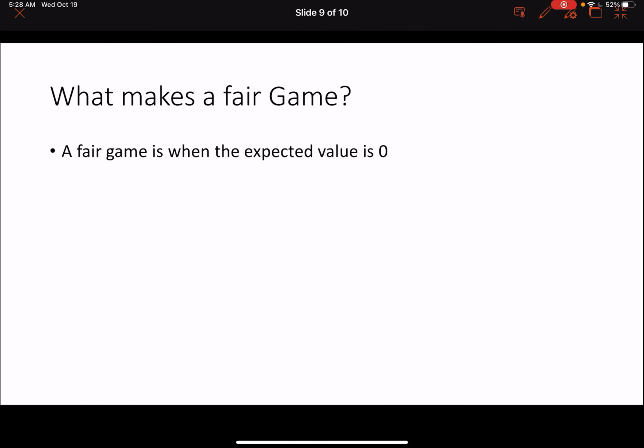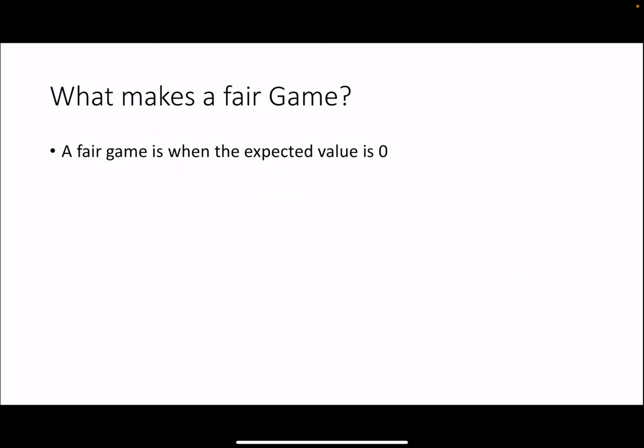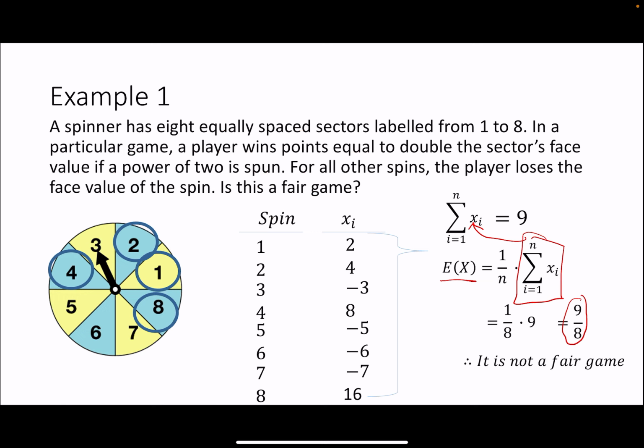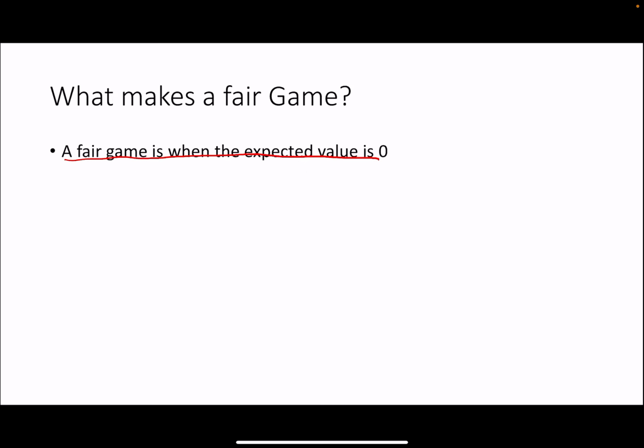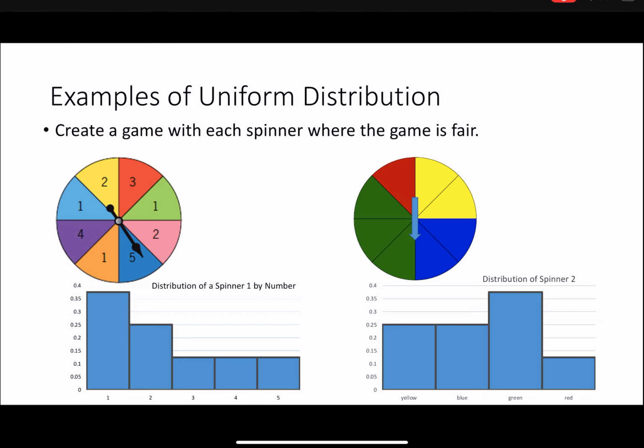It is not a fair game. So why is it not a fair game? Well, a fair game is when the expected value is 0. So every spin you can expect to get a certain number of points, right? So if it's 0, it's equally likely that you would lose or win. So because this expected value is not 0, it is not a fair game. So that's just a definition. A fair game is when expected value is 0.